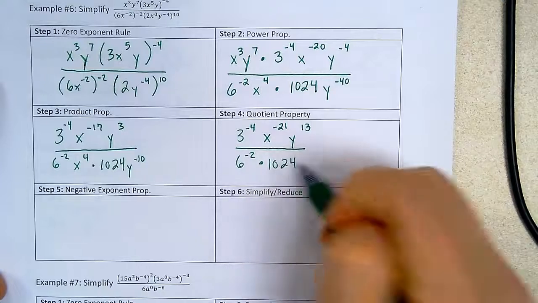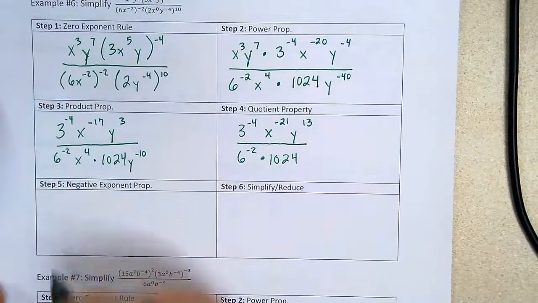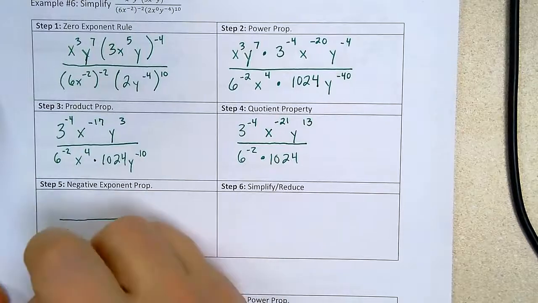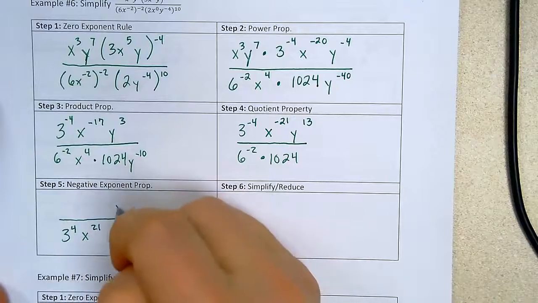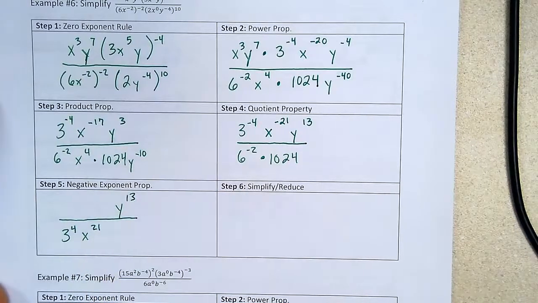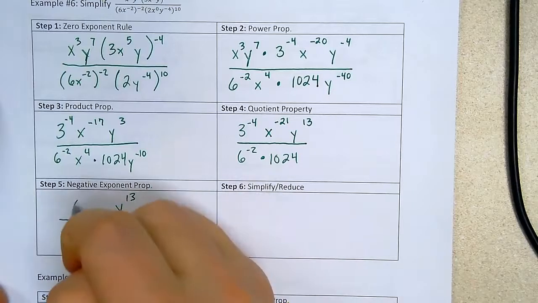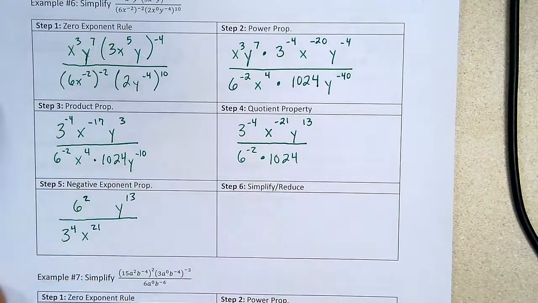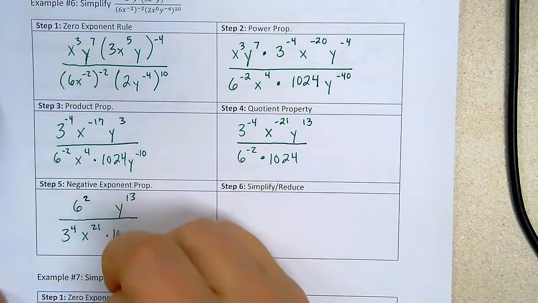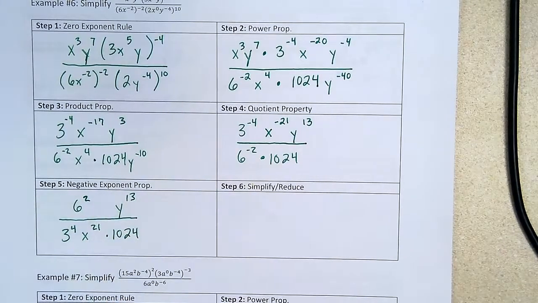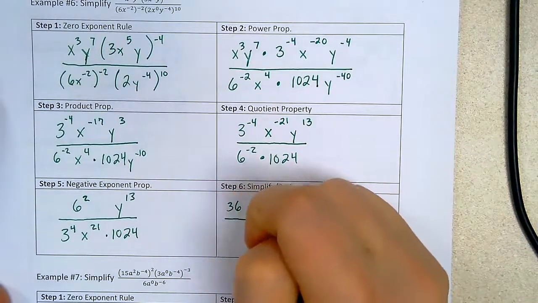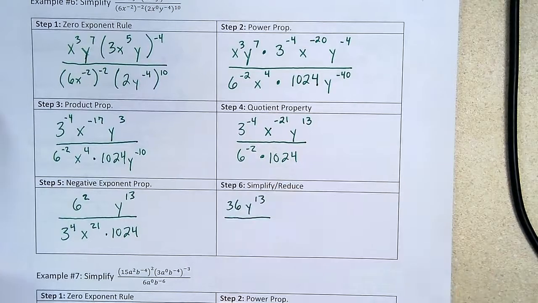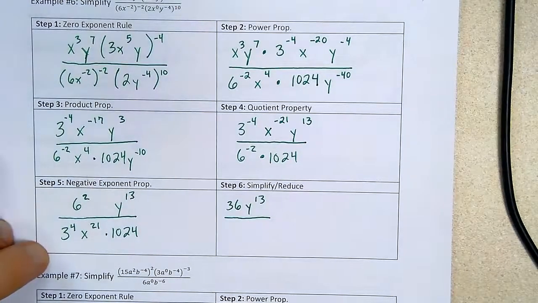Then we'll apply the negative exponent property. 3 to the 4th moves to the bottom. X to the 21st moves to the bottom. Y to the 13th stays on top. And then when you look at the denominator, 6 to the negative 2 moves to the top, and the 1024 stays on bottom. Six squared is 36, and then 3 to the 4th times 1024, turning to my calculator again, is a very large number.